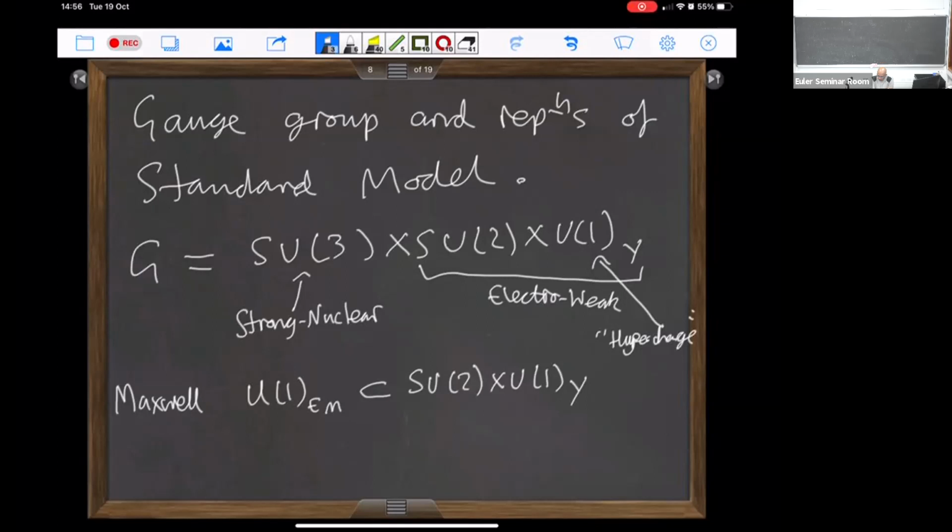Notice that the U1 factor in the standard model gauge group is often denoted U1_Y, and is also called U1 hypercharge, just for historical reasons. And that U1_Y is not the U1 gauge group of electrodynamics. The Maxwell U1 is actually a subgroup of SU2 times U1_Y. And we'll see which subgroup it is a bit later.